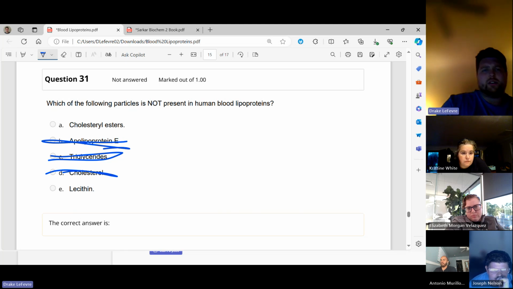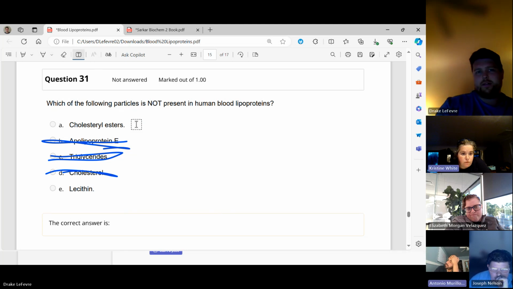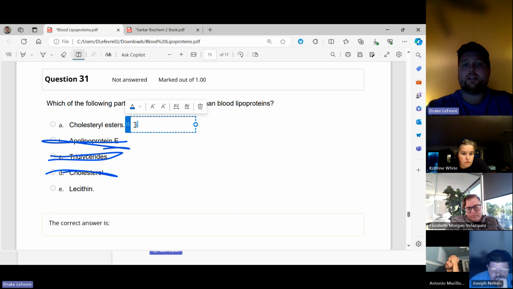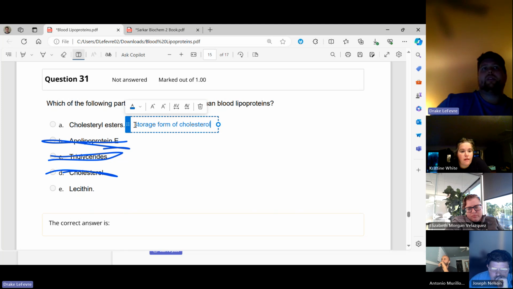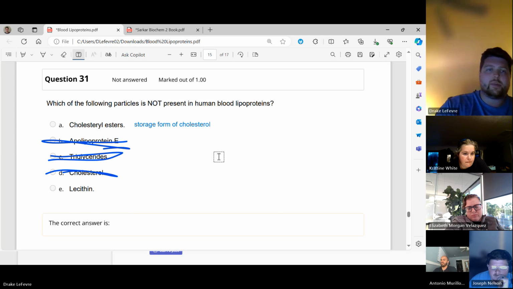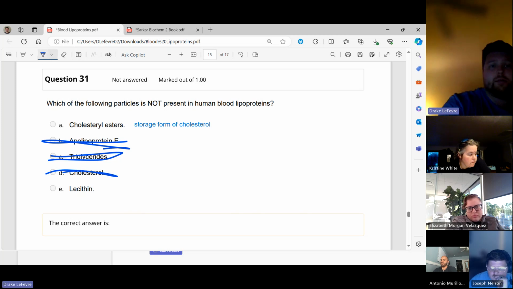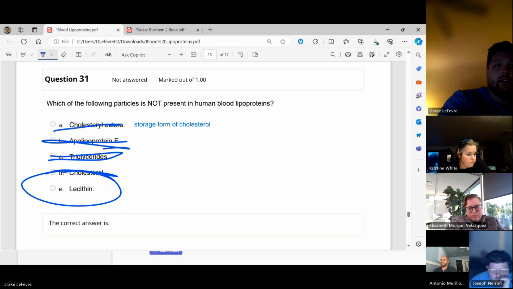Cholesterol esters. What are cholesterol esters? They store cholesterol. Yeah, it's the storage form of cholesterol, kind of like how glycogen is the storage form of glucose. Cholesterol esters is that storage form of cholesterol. And that as well is going to be in there.